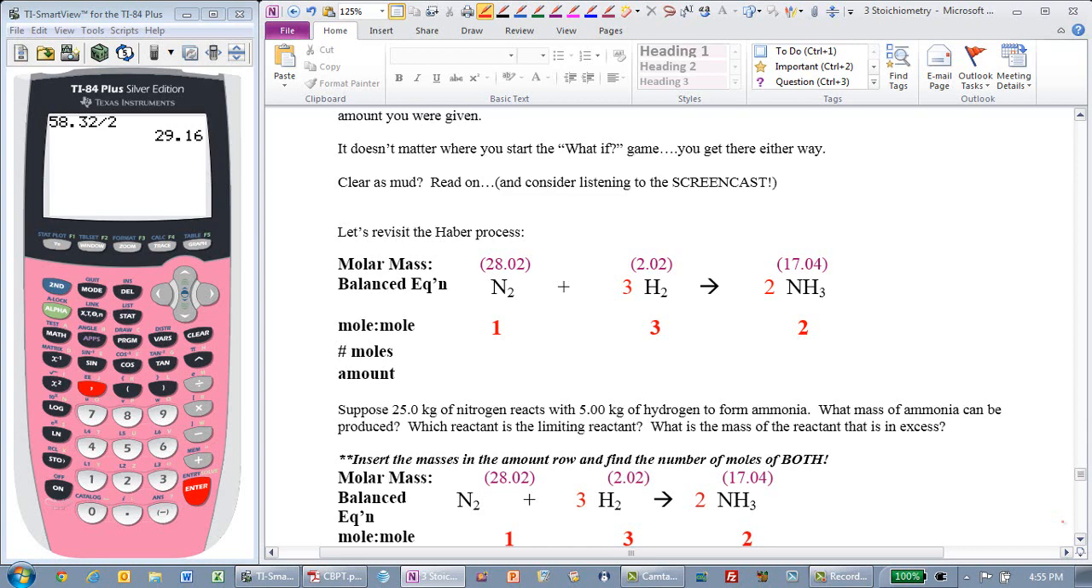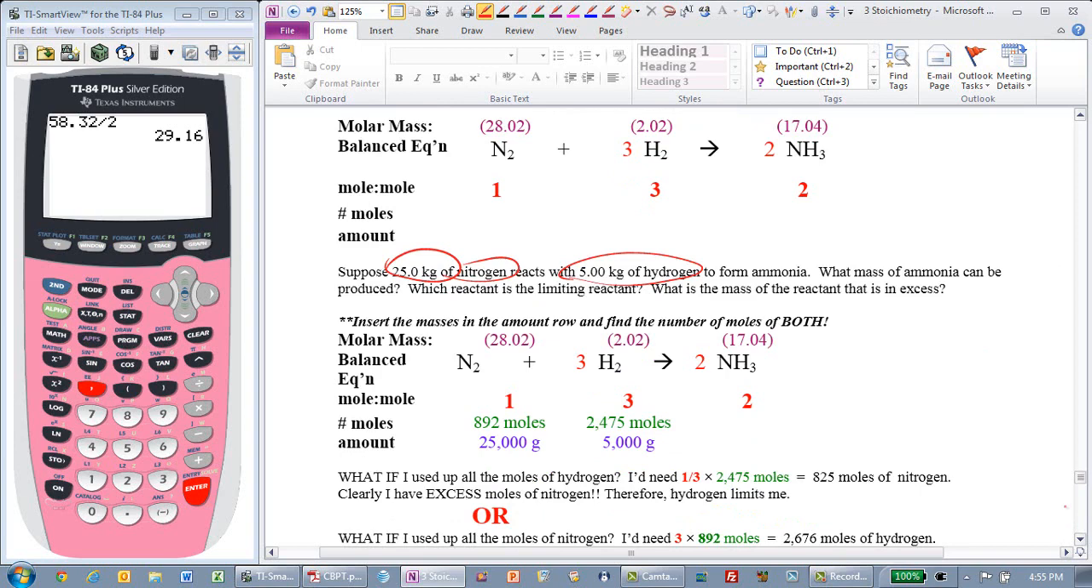All right, so here's how we get started. We're going to stick with this little Haber process with nitrogen reacting with hydrogen to make ammonia. It's a classic. It shows up in a lot of problems. So suppose that we have 25 kilograms of nitrogen reacting with 5 kilograms of hydrogen. So there's my two amounts. When in doubt, find the moles of both. So I'm going to scoot on down and indeed find the moles of both.